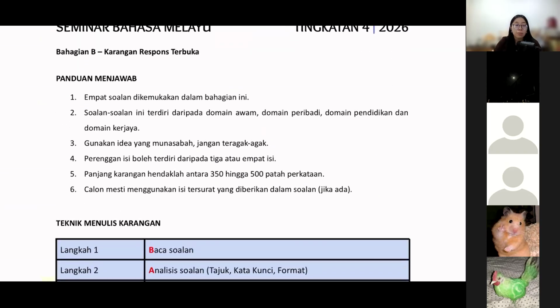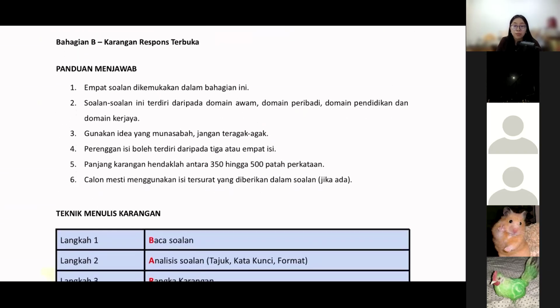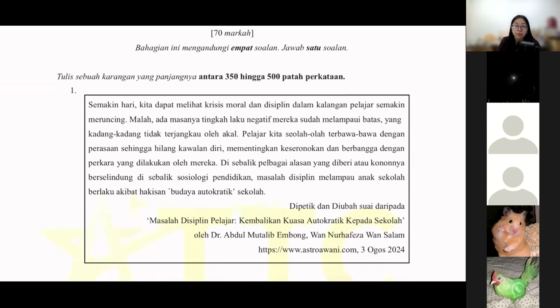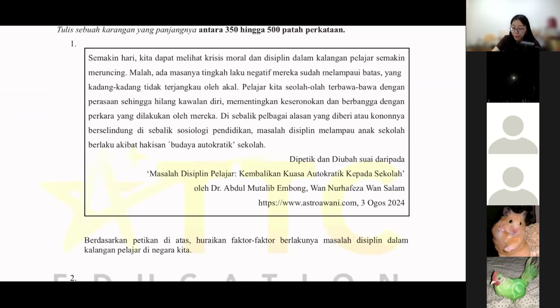Okay, now we go for bahagian B here. So bahagian B, they normally give you 4 questions. Choose one. Okay, now read the question here. Berdasarkan petikan di atas, uraikan faktor-faktor. What is the reason berlakunya masalah disiplin dalam kalangan pelajar di negara kita? What is the reason that causes discipline problems to happen?